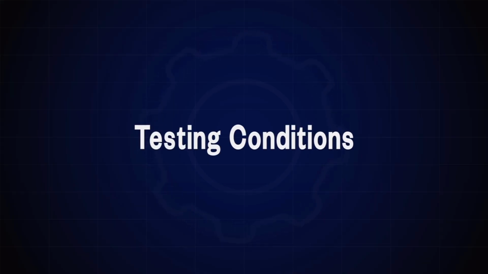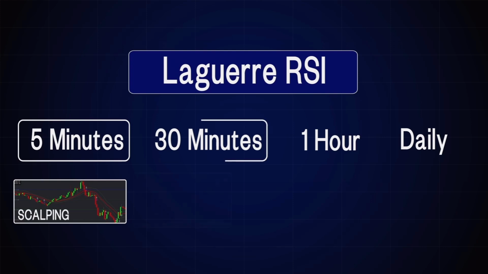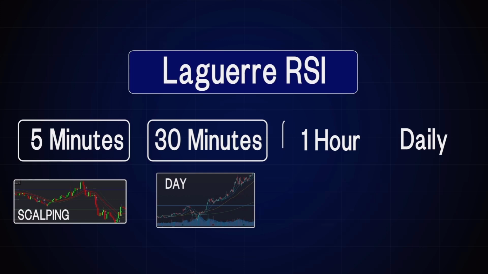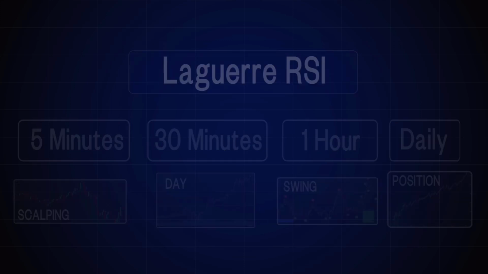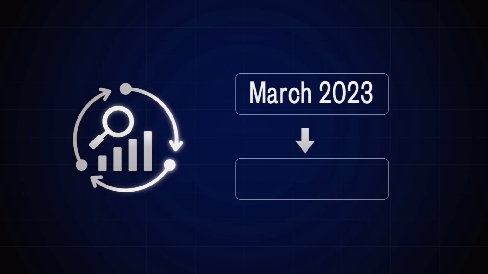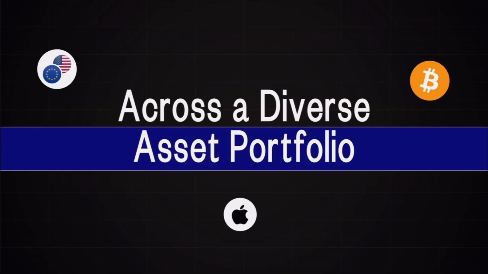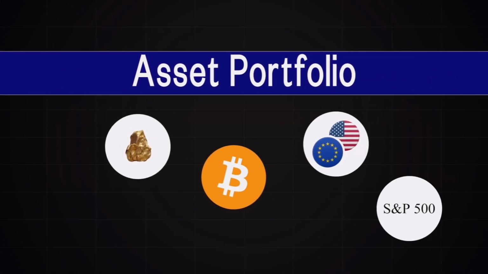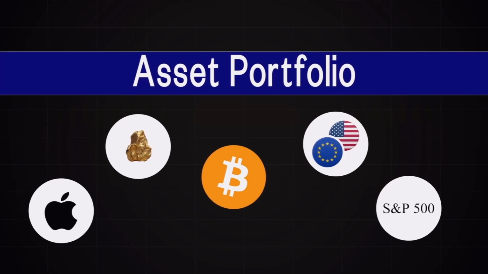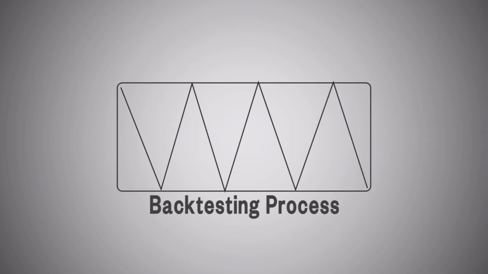As for the testing conditions, we'll backtest the Laguerre RSI on 4 different time frames: on the 5-minute for scalping, 30 minutes for day trading, 1 hour for swing trading, and daily time frame for position trading, using data since March 2023 until March 2025. Across a diverse asset portfolio, including Bitcoin, Euro USD, gold, the S&P 500 index, and the Apple stock. And now, with everything set, let's dive into the backtesting process.